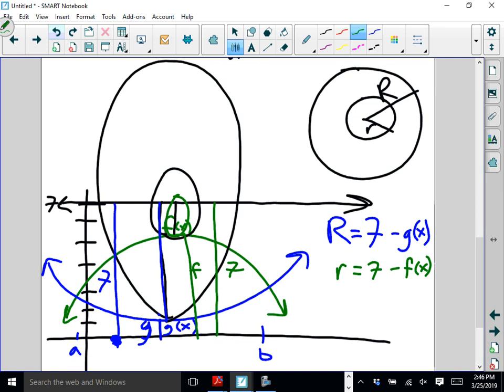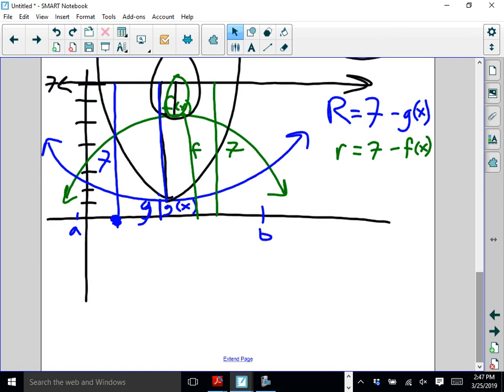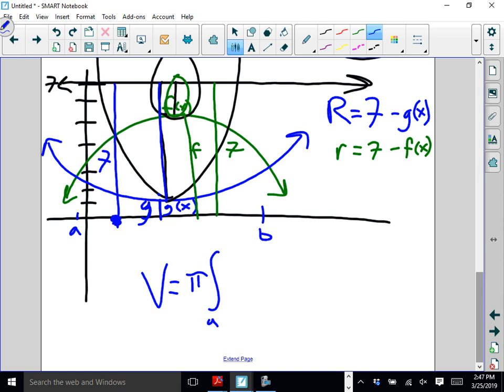Okay? So again, not super crazy difficult here. But it does take a little bit more brain power to think about that. We have to subtract 7 minus g and 7 minus f. Okay? Now to write the integral, now this part is easy. So my final answer here is, our volume is pi integral a to b of big R squared. So that's 7 minus g minus little r squared, which is 7 minus f of x dx.